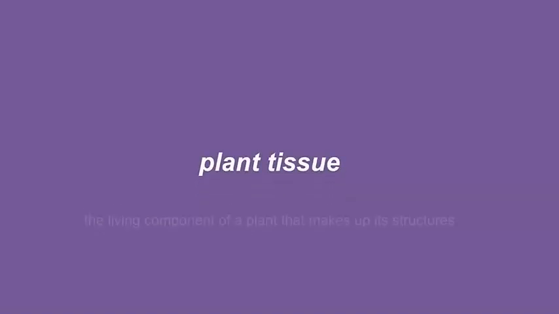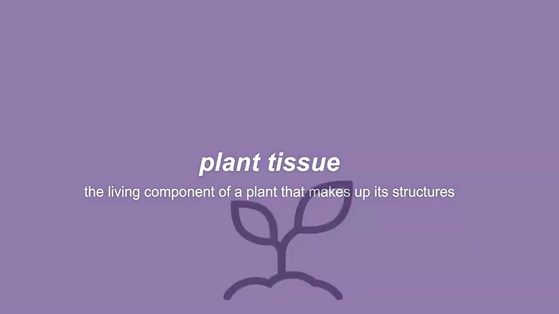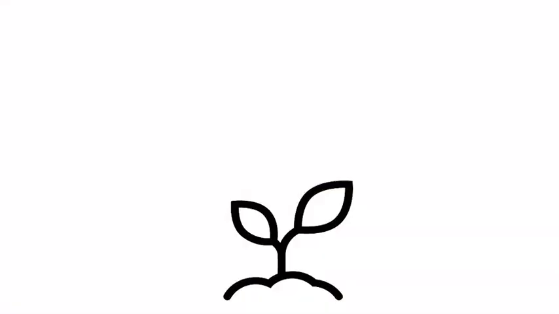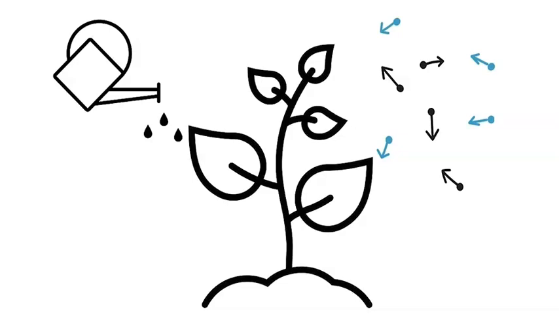Plant tissue is the living component of a plant that makes up its structures. Leaves, stems, and roots are all made of plant tissue. If it wasn't amazing enough that plants can take water and air and turn them into plant tissue, let's look at an example of just how much plant tissue they can form.